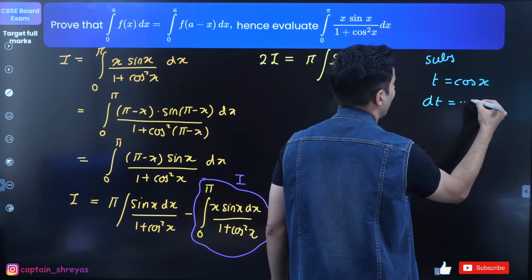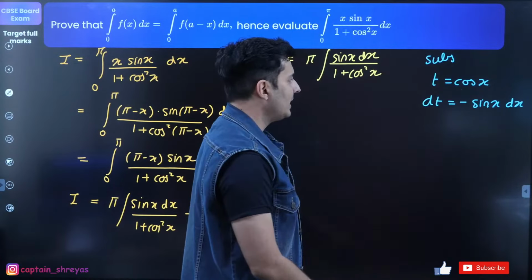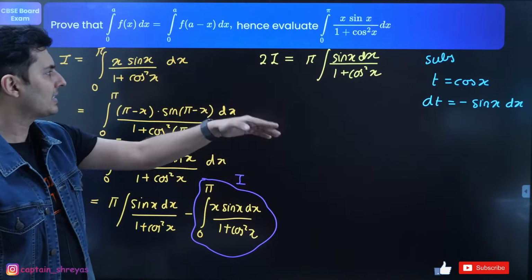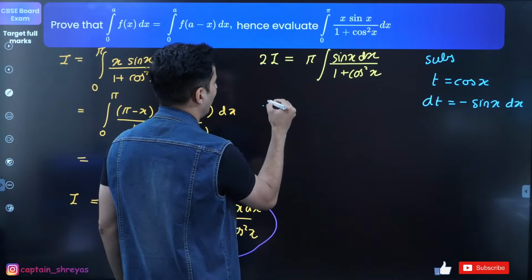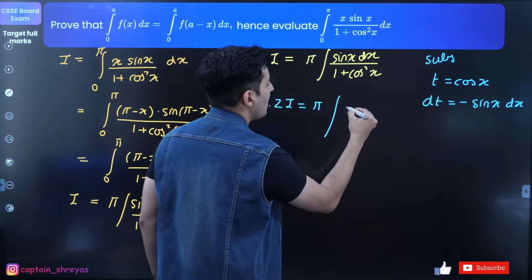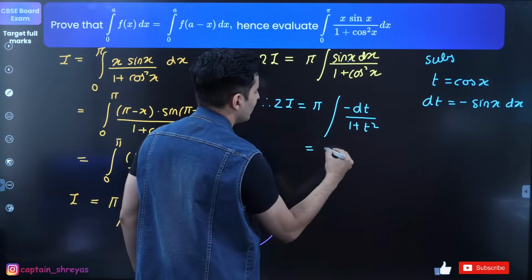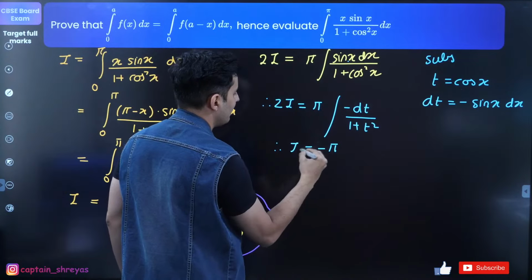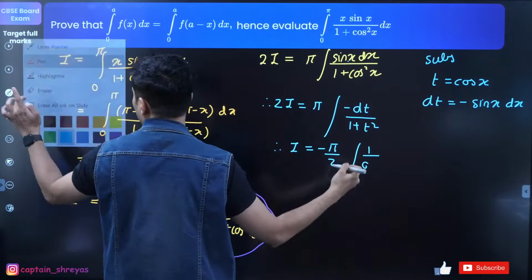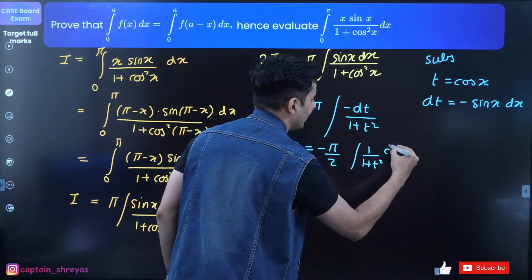Derivative dt will become minus sine x dx. Yes or no, guys? So I can just put cos of x as t, so dt will become basically minus sine x dx. Oh, now I know what to do. So therefore 2I will become pi integral of sine x dx, which is minus dt upon 1 plus t square. So this will become minus pi. Therefore, I will be minus pi by 2 integral of 1 by 1 plus t square, and this is dt.